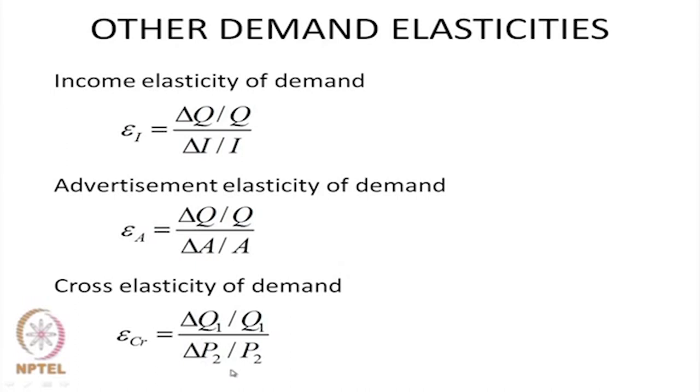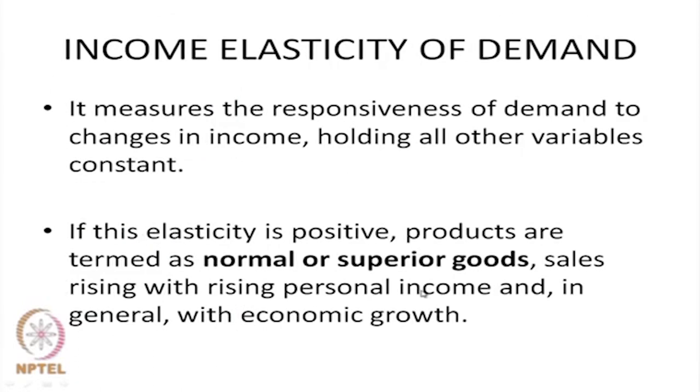And this is, as I said, another product's price, particularly, as I have told you, a substitute product, let us say, or a complementary product. Its prices change, and to what extent the quantity demanded for your product changes for a 1% change in the price of another product, which is a substitute or a complement or another product in general, is called the cross elasticity of demand.